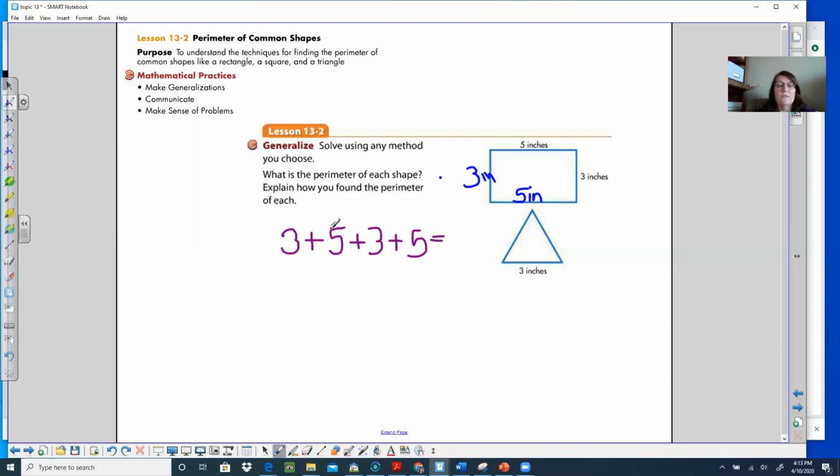So 3 plus 5 is 8. 3 plus 5 is 8. 8 plus 8 is 16. And I need to remember to label that inches. Now I'm going to change my pen color for this other guy. So I know each of these sides is 3 inches because it is an equilateral triangle, and that means all sides are the same length.